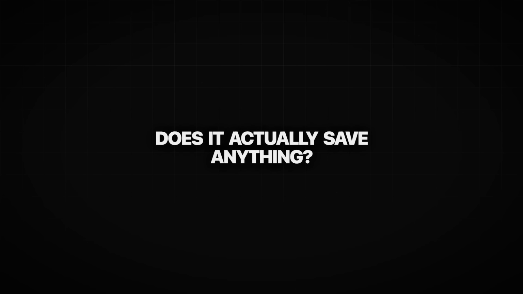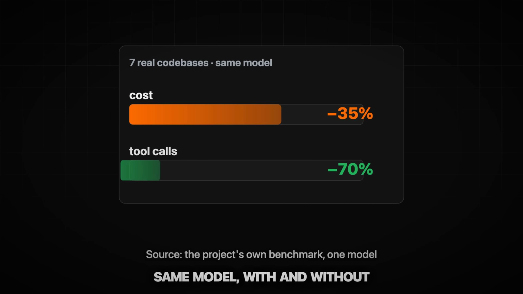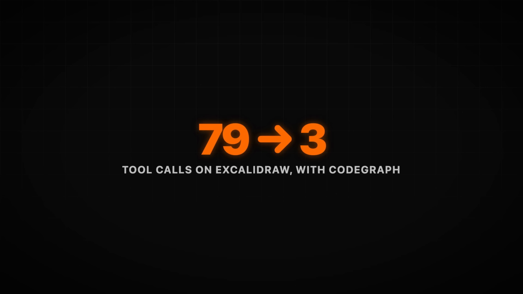Does it actually save anything? According to the project's own benchmarks, same model, 7 real code bases, with and without. 35% cheaper and 70% fewer tool calls. On Excalidraw, the agent went from 79 tool calls down to 3.